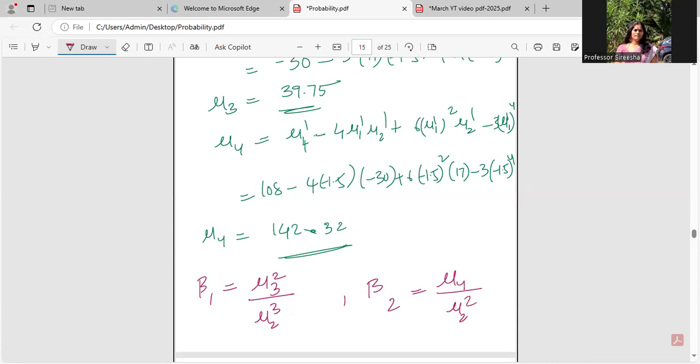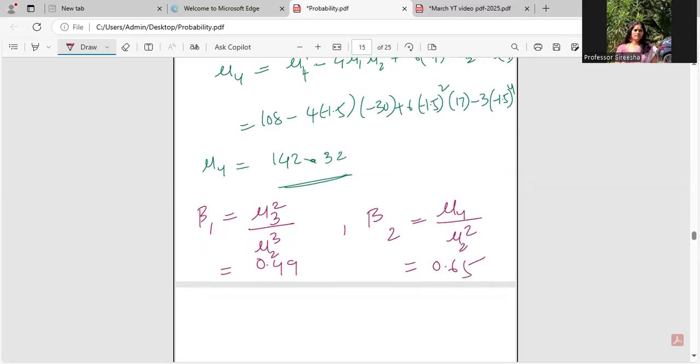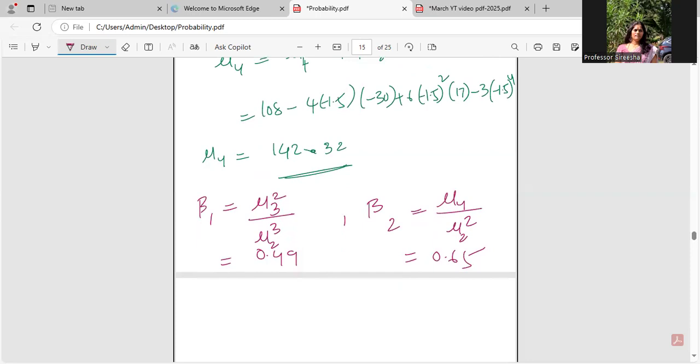Just try to remember. Obviously mu3 will be bigger, mu3 will be in the numerator, mu3 power 2, and the opposite, mu2 power 3. Beta 2 is mu4 by mu2 squared. Like that you can remember. If you put those values, mu3 squared, mu2 cube and so on, beta 1 turns out to be 0.49 and beta 2 turns out to be 0.65. You can check by putting the values we have just calculated. In terms of moments about the mean only, we calculate beta 1 and beta 2.